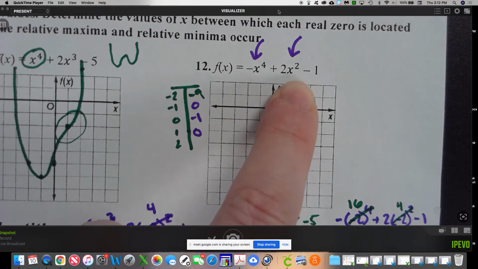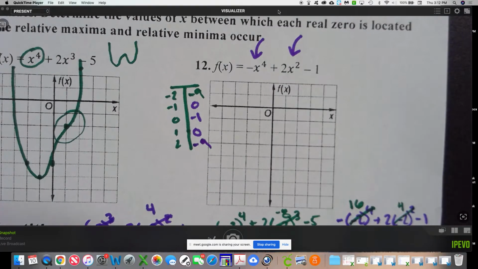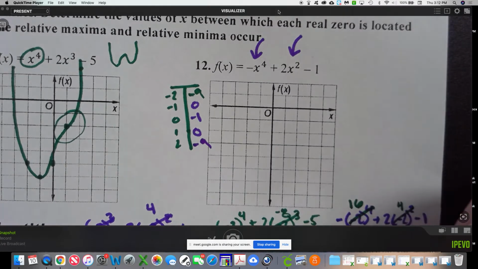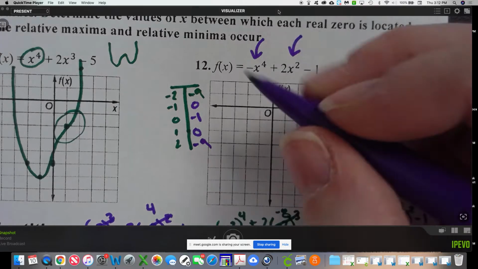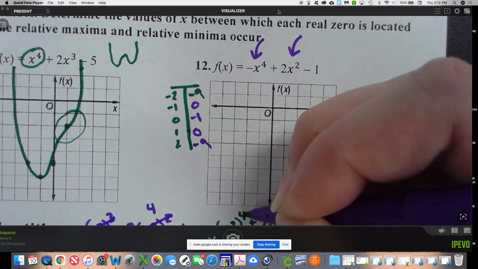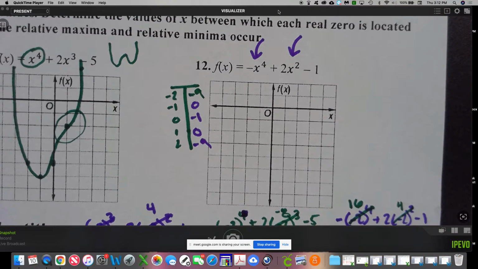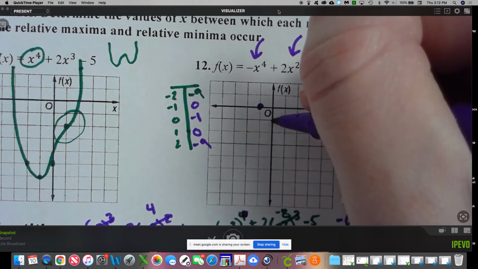So this guy's going to be -9. So everything's negative. That's why they give us mostly negative stuff on the graph. Okay. So -2 is at -9. He's just ever so slightly off the chart right down there. -1 is at 0. 0 is at -1. Then we're back up here. Then we're down here at -9 again.